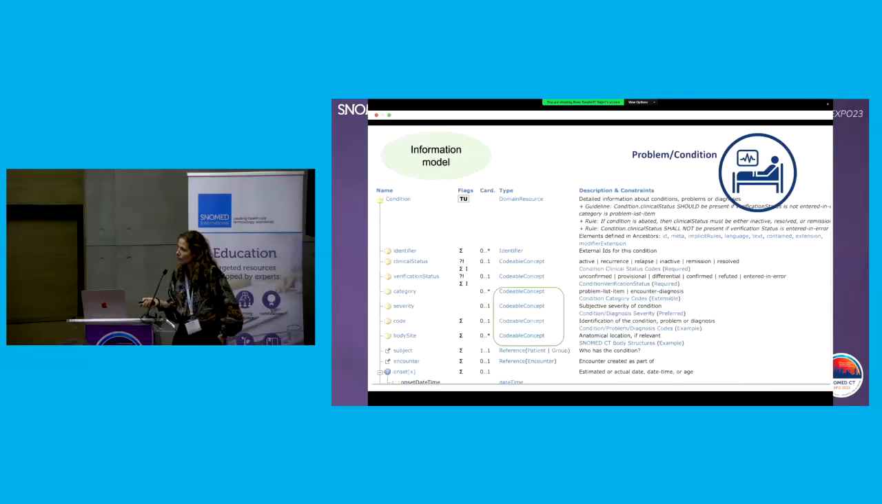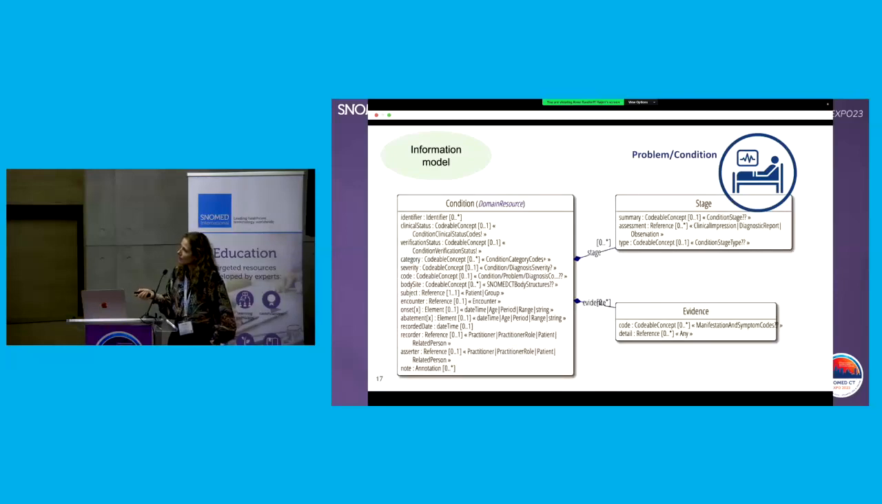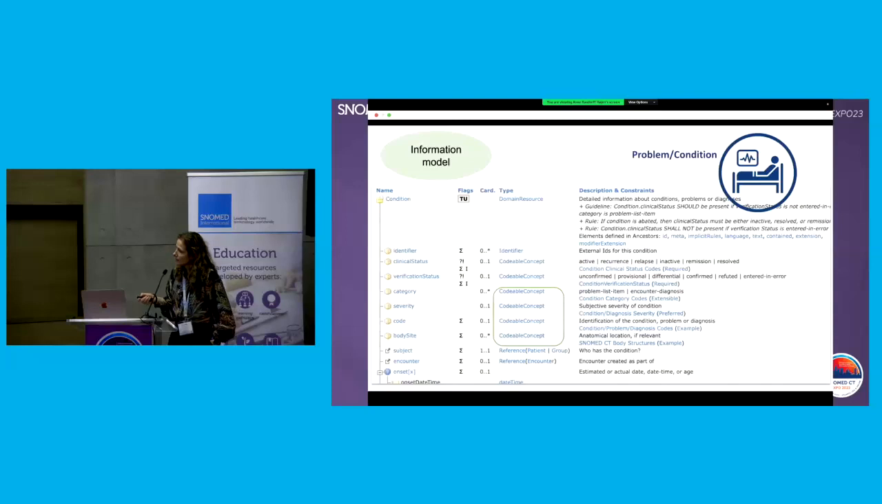This is also something you'll see when you dive into the FHIR specification. And this is still the problem or condition resource. So this is just another view. The next slide you'll see is another view of this diagram here. And what I want you to point your attention to here are the types. And here you can see that one of the types that we have here is codable concept.